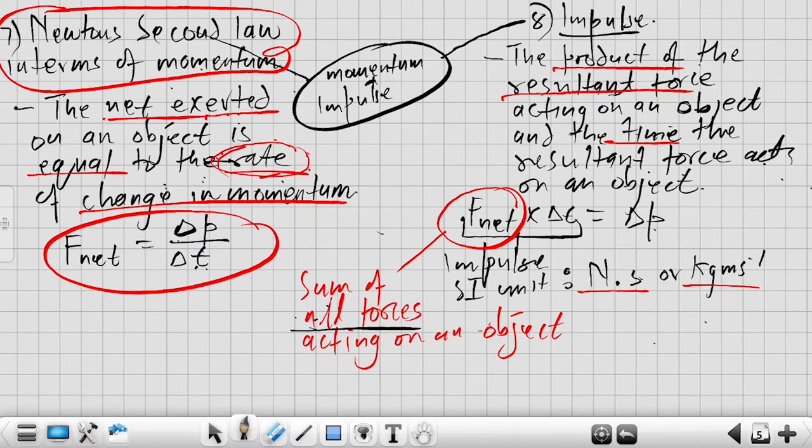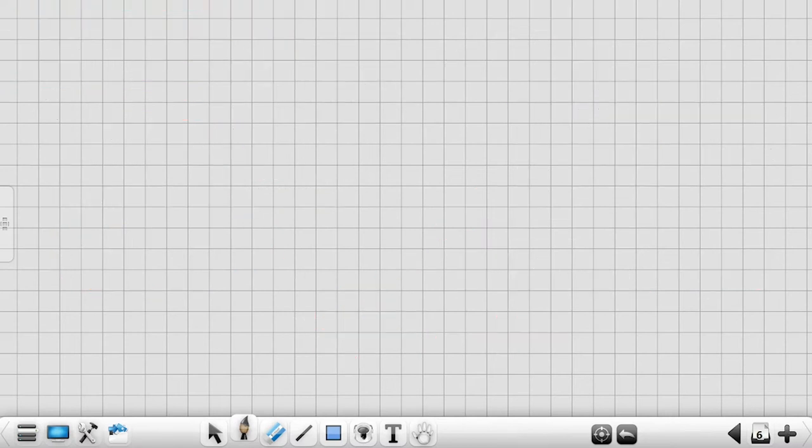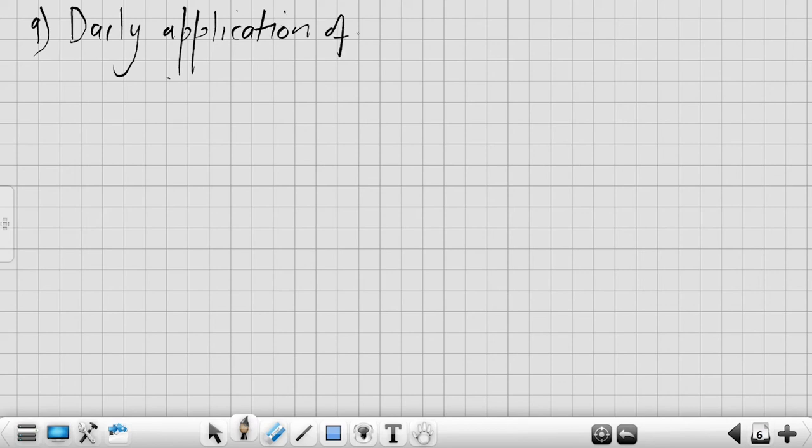But it is always important to have, at number 9, the daily application of impulse. Impulse is a very important concept or principle in physics paper 1, because it explains a majority of our daily lives, especially in terms of different collisions that occur daily. It is one concept that assists us in understanding how different safety principles work. So basically, it addresses issues of safety.